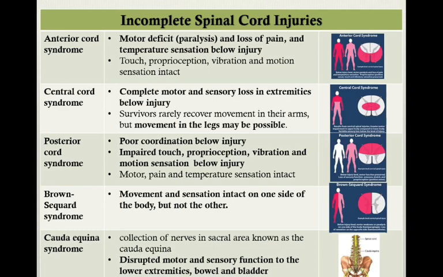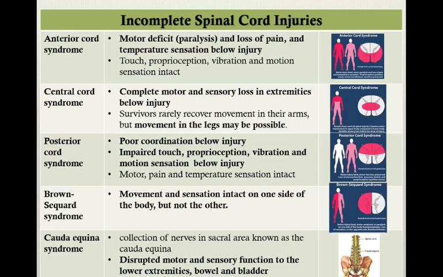Recognize the names of the spinal cord injuries that are incomplete spinal cord. It's anterior, central, and posterior, okay? And then you have Brown-Séquard and Cauda Equina. Those five are incomplete spinal cord injuries, and it means that some of them have motor deficits and sensation intact. Some of them have sensation intact and motor deficits.